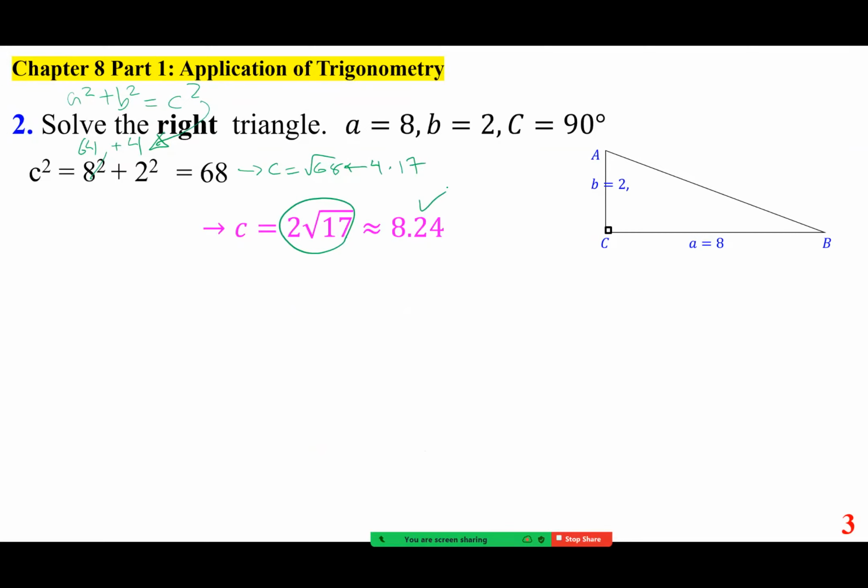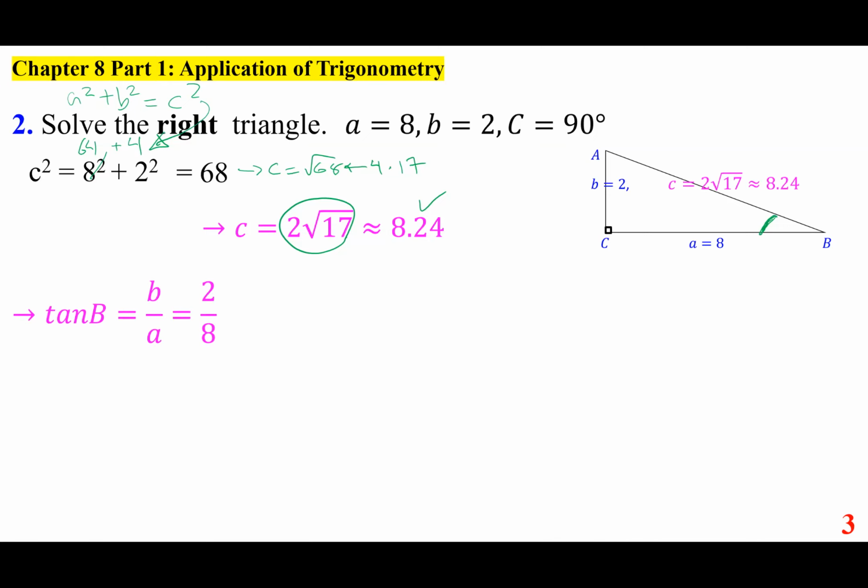Now, this angle, tan of this angle is the opposite, B, over the adjacent, A. So this is C. So this is the opposite B over the adjacent A, 2 over 8, or 1/4.